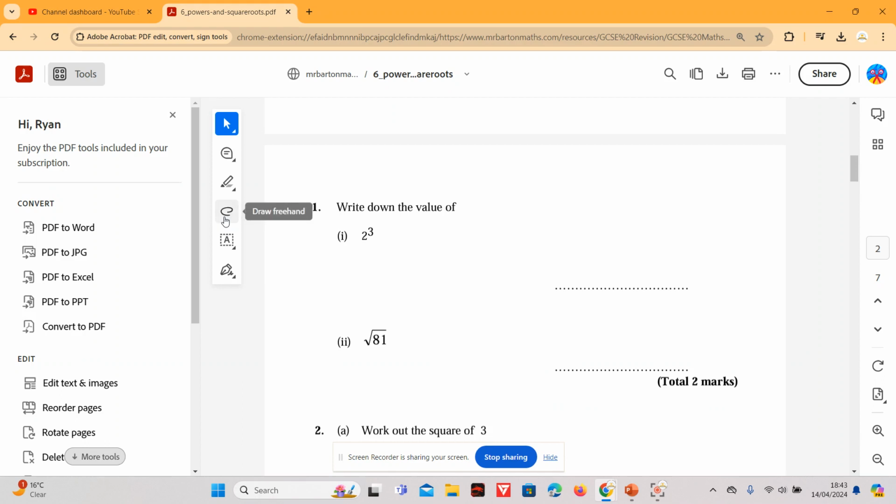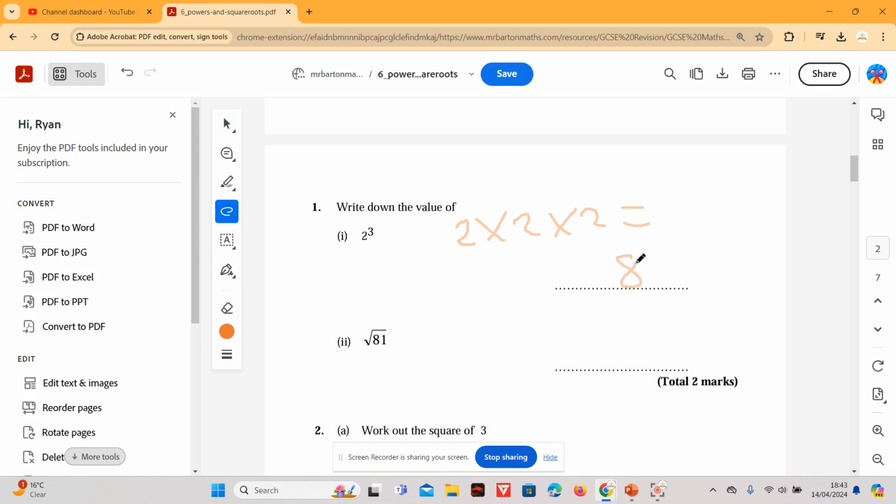So 2 cubed is essentially just another way of saying 2 times 2 times 2. And if you do that, it's 2 times 2, which equals 4. 4 times 2, which equals 8. So the answer would be 8.